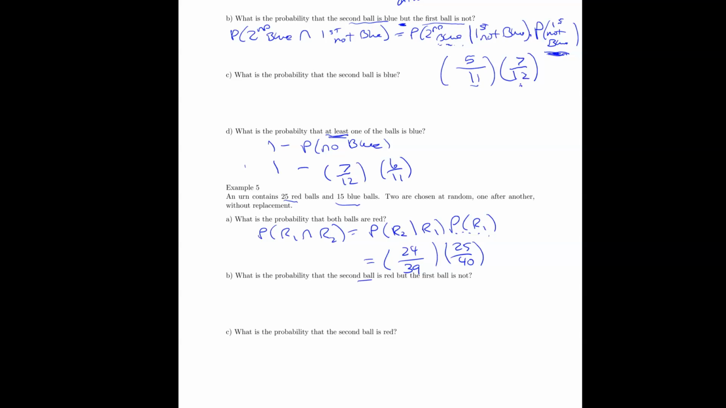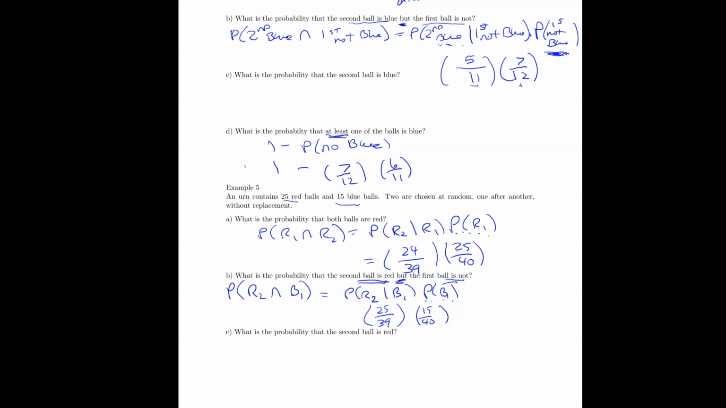All right, so what's the probability the second ball is red and, or but, is like saying and, the first ball is not? So that's the probability the red one is second and blue was the first one. That's the probability of red given that blue was the first one, times the probability of blue was the first one. If blue is the first one, I'm picking 15 out of the 40. And if red was the second one, I'm picking 25 red out of the 39 that are left.